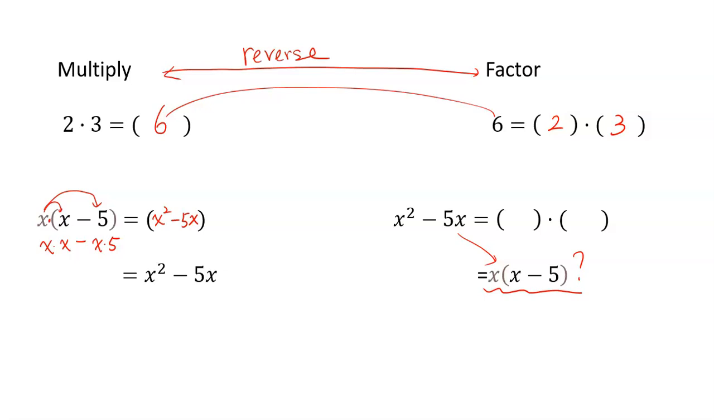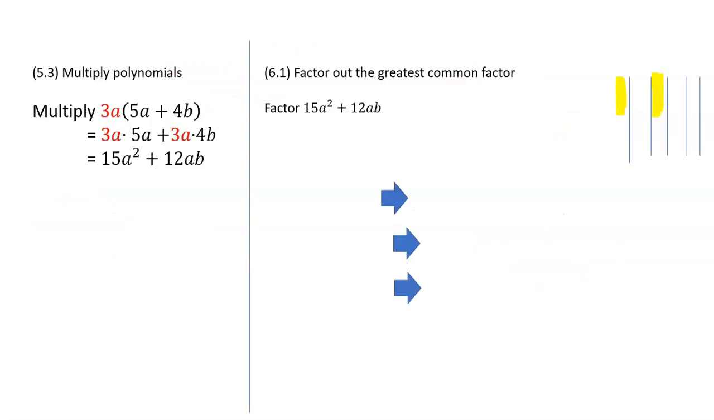This is what we're going to talk about here, the first type of factoring. Because factoring is reversing multiplication, if we understand how the multiplication process works, it will help us do factoring, because we're trying to reverse every step.